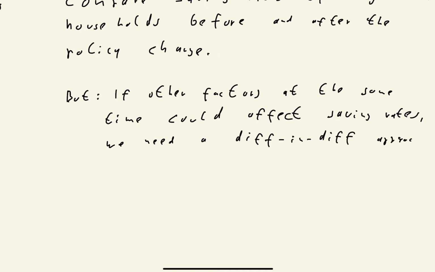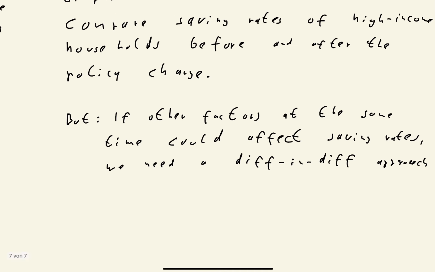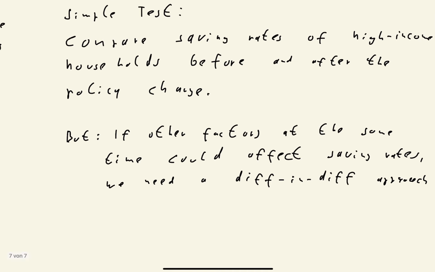So if there is some other form of reform happening shortly before this policy change, or maybe after this policy change, which could affect saving rates, not only for high income households but for all the incomes, then it will be difficult to isolate the effect of this policy change with the simple test that I proposed above. So we need something more sophisticated.